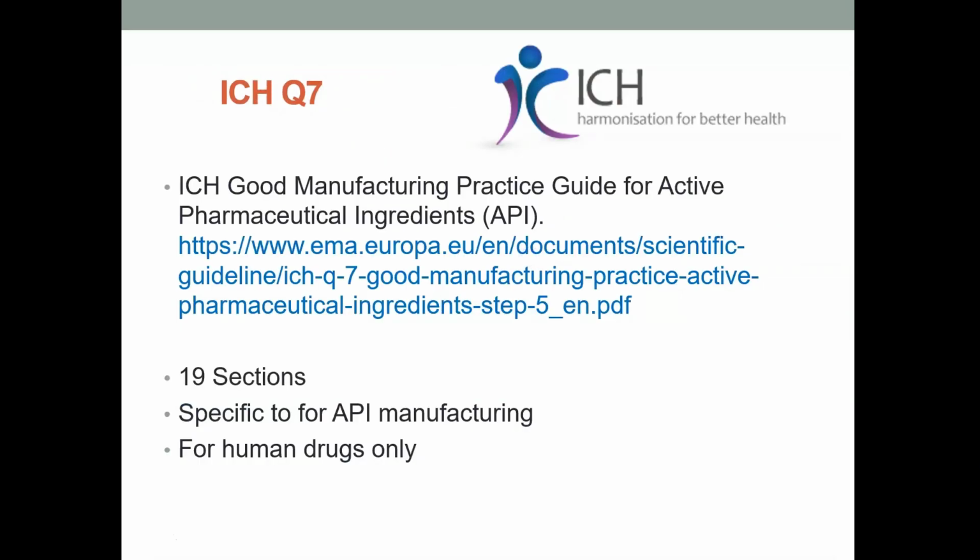The ICH have a good manufacturing practice guide for active pharmaceutical ingredients. So this has been brilliant because it is one guidance document for API sites to use instead of having to worry about both the EUDRLEX and the CFRs. The ICH Q7 gives a lot of detail and covers a lot of the requirements for active pharmaceutical ingredients. There's 19 sections and it's specific for API manufacturing only, and it's for human drugs only.